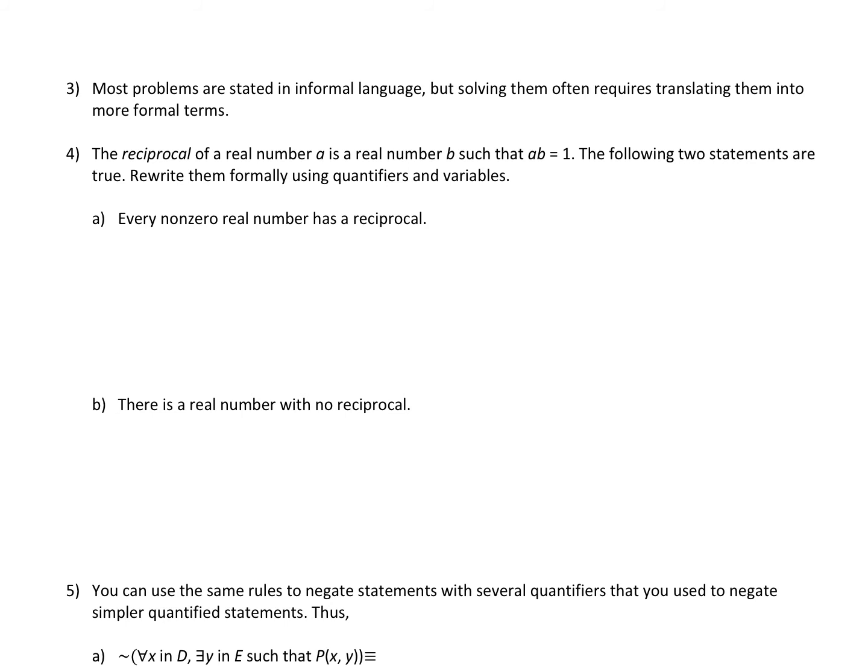Every non-zero real number has a reciprocal. So every is a hint that this is a universal. So we would say for every non-zero real number A, there exists a reciprocal. So there exists a B in the reals, a non-zero real number such that AB equals 1.